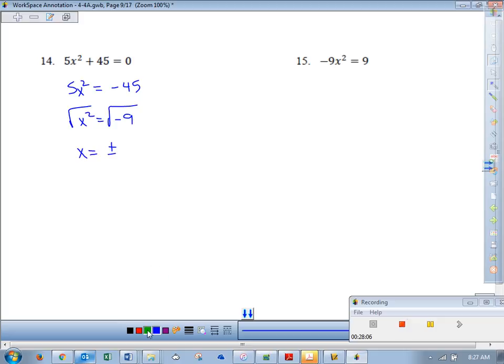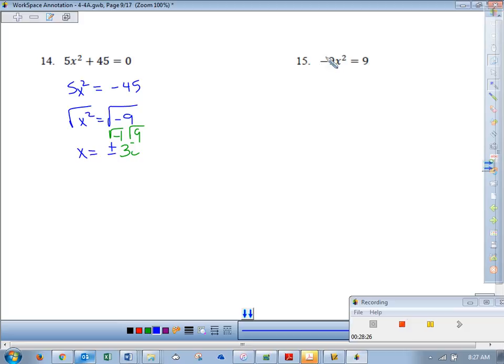Plus or minus 3i. Since 9 is a perfect square, just pretend he was positive for a second, because it's really taking the square root of negative 1 times the square root of 9. Square root of negative 1 is I, square root of 9 is 3, and you still have to do the plus or minus thing. Cool. Another one.